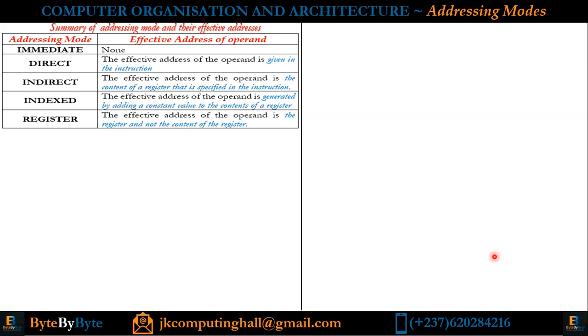When it comes to index, the effective address of the operand is generated by adding a constant value, which is stored in the index register, to the content of a register. So we take the value stored in the index register, and we add it to the content of the register specified in the operand. In register mode, the effective address of the operand is the register and not the content of the register. So here, when we give a particular register value, it is directly the effective address and not a content, like it is the case for direct, indirect, and index.